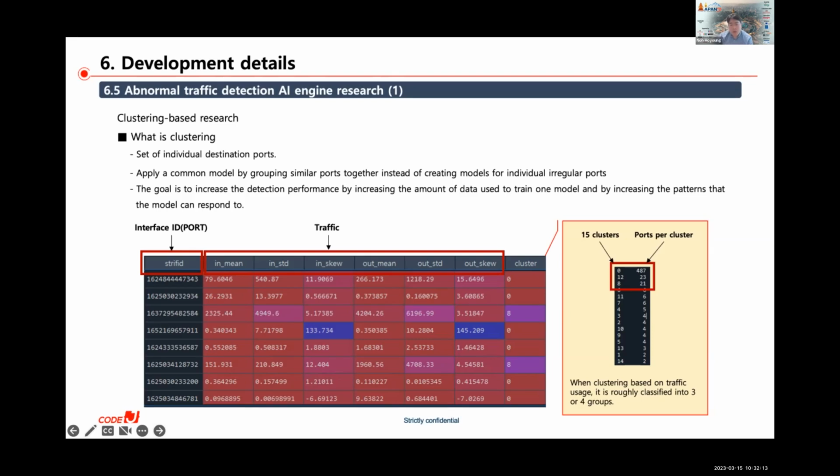In the figure, ports with similar traffic usage were clustered in the current network, which could be divided into about 15 groups. Therefore, we increased the amount of data used for one model run, and we tried to increase detection performance by increasing the corresponding patterns of the model.